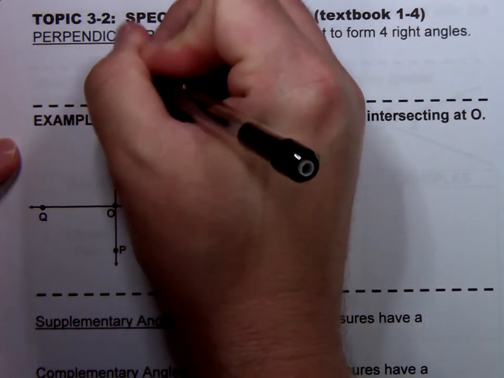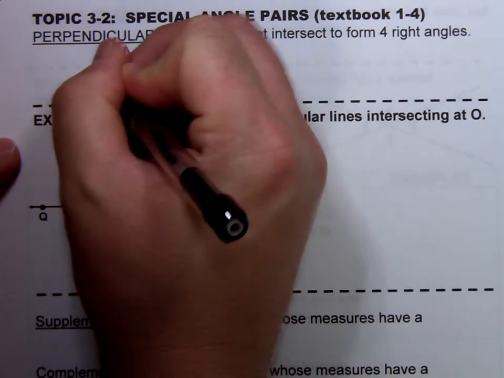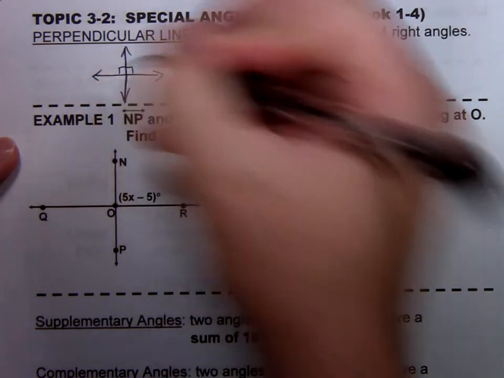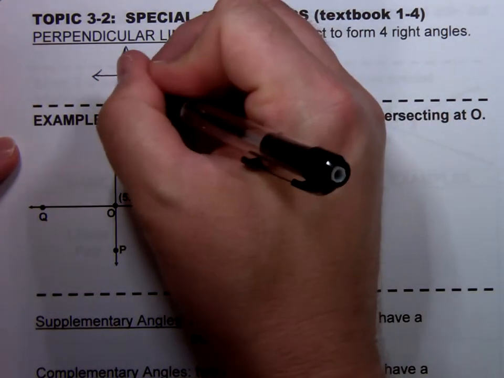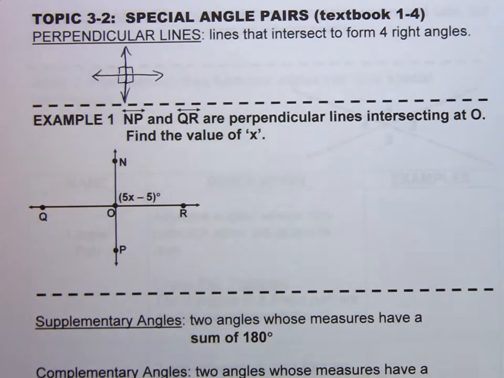So if I draw this line and this line, if they're going to be perpendicular, then this angle should be a right angle, this angle should be a right angle, this one should be right, and this one should be right. They form four right angles.